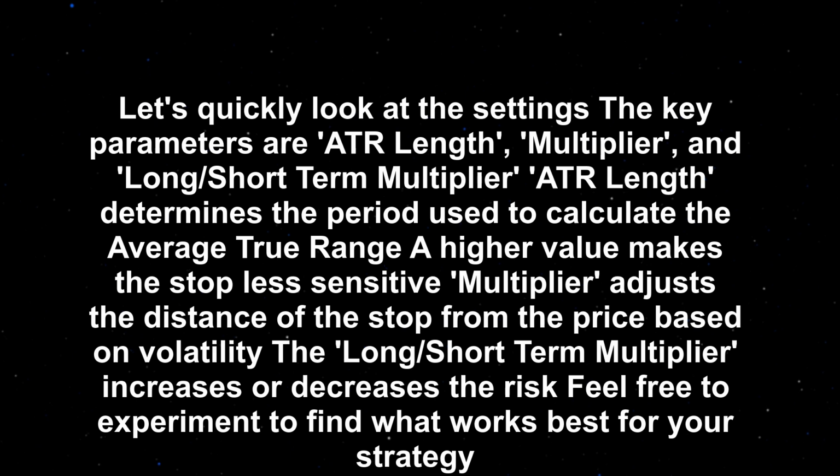ATR length determines the period used to calculate the average true range. A higher value makes the stop less sensitive. Multiplier adjusts the distance of the stop from the price based on volatility. The long short-term multiplier increases or decreases the risk. Feel free to experiment to find what works best for your strategy.